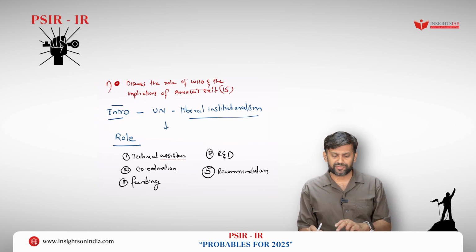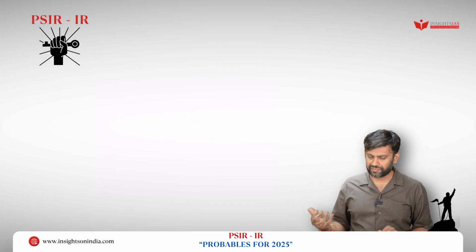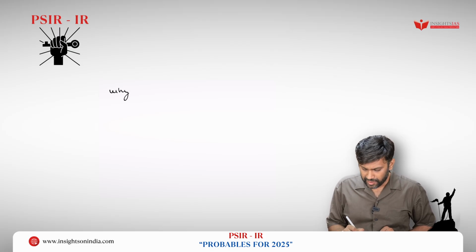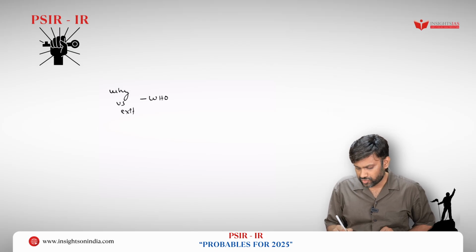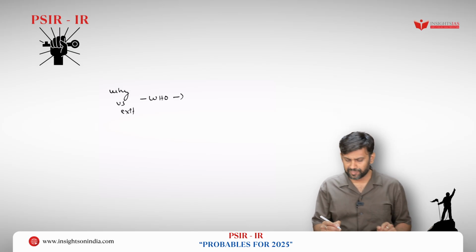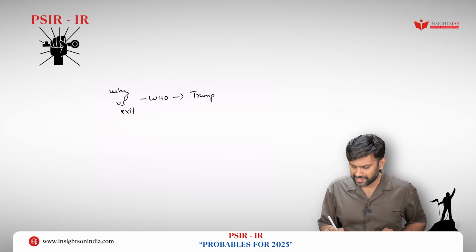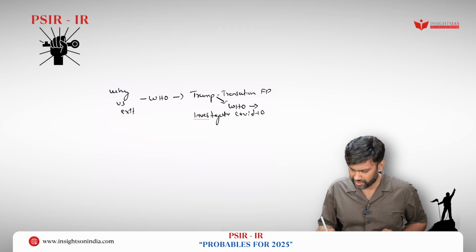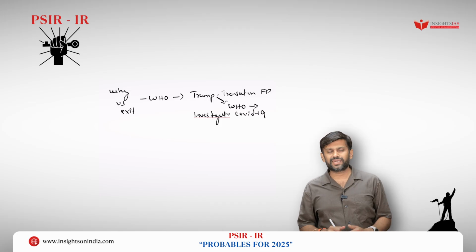Now come to the other part of the question: what are the implications of America's exit. Before I go into the implications, I'll write about why the US exited WHO. You can write about the rise of Trump and his transactional way of conducting foreign policy. Then you can say there was an accusation of WHO not doing enough in terms of investigation of COVID-19. So hence you can say America made the exit.